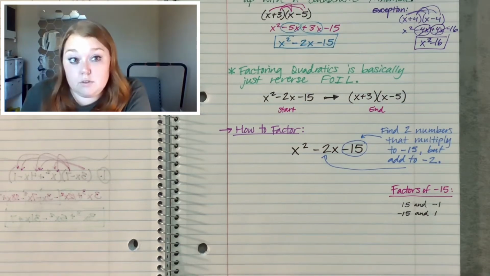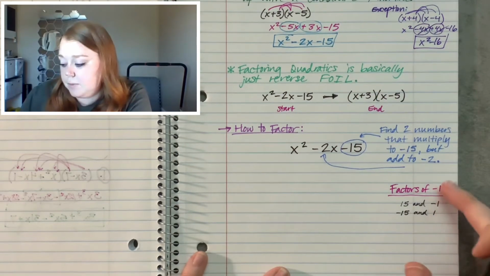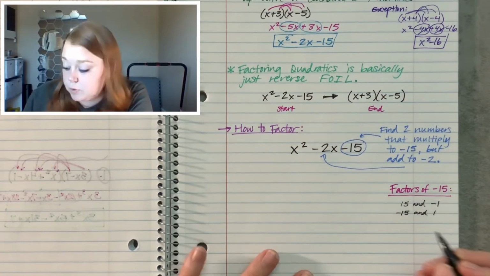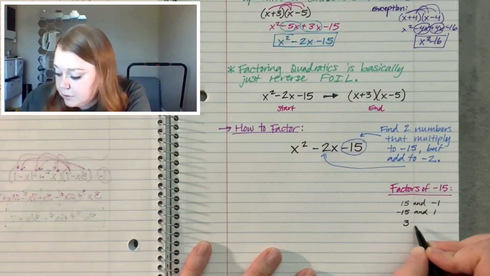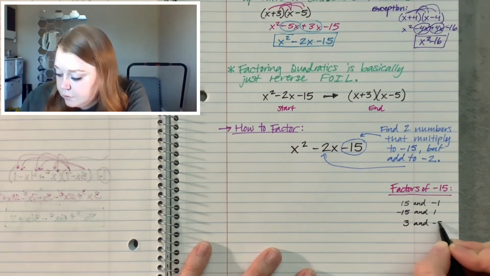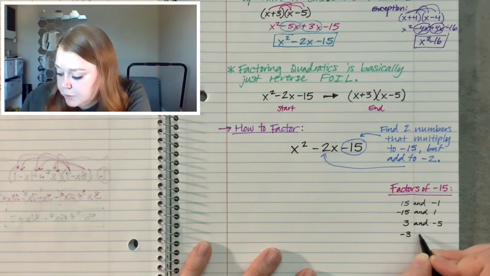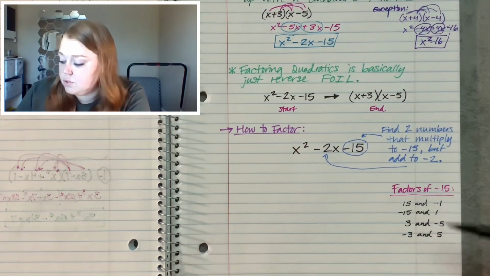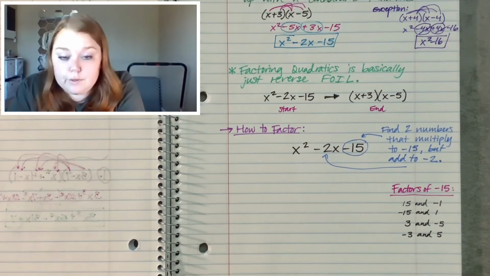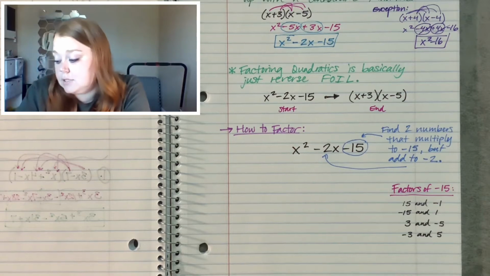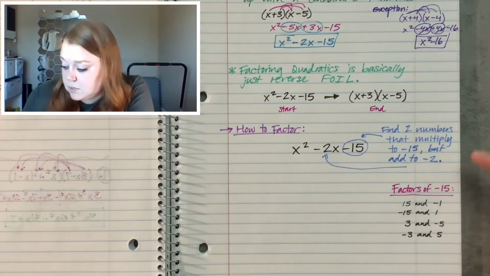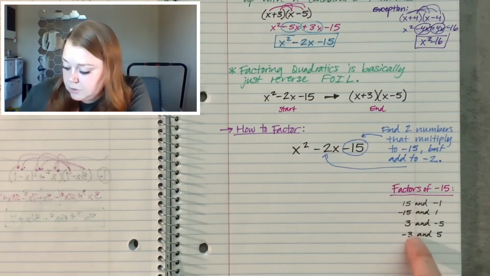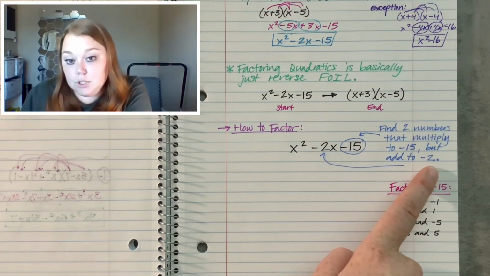Other factors of 15, 3 and 5 make 15. But once again, we have to make this equal negative 15 when we multiply. So let's say we did 3 and negative 5. Or the other option would be negative 3 and positive 5. Okay, so those are the only factors of 15: 1, 3, 5, and 15. That's it. And in this case, one's got to be positive, one's got to be negative. And now what we're searching for is which one of these little matchups here adds to negative 2.